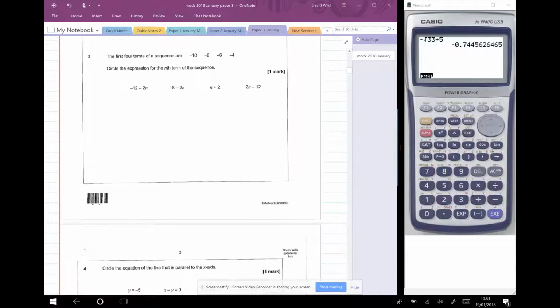The first 4 terms of a sequence are -10, -8, -6, -4. So what do we need to do? We need to have a look at the first difference here, -10 to -8. It's increasing from -10 to -8, so the common difference is 2. It is a common difference, so it's a linear sequence. And remember, for a linear sequence, the nth term is an plus b. This an is the first difference, and this b here is the 0th term.